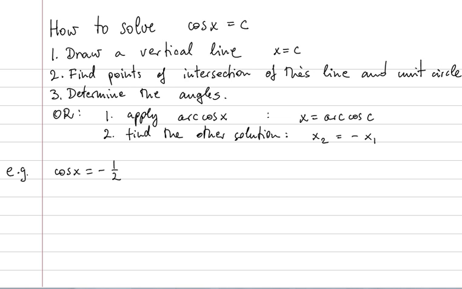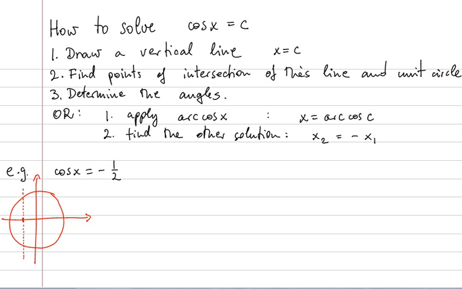So the first step is to draw the unit circle, and then, since cos x is a horizontal coordinate, find where c is on the x-axis. In this case, c is -1/2, so here is x = c. So then draw the vertical line x = -1/2. That completes the first step.